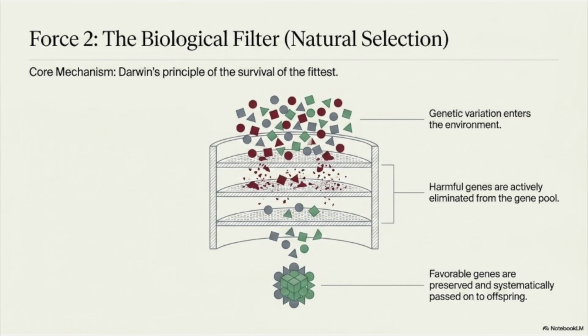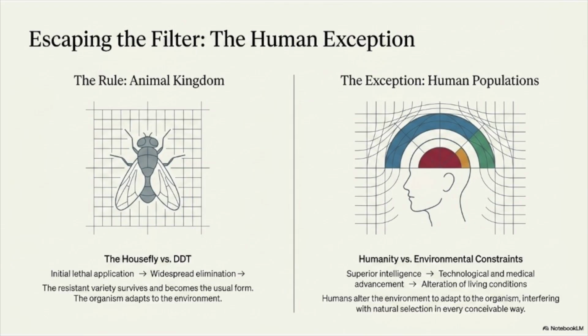The second force is the biological filter known as natural selection. Its core mechanism is Darwin's principle of survival of the fittest. Genetic variation enters the environment. Harmful genes are actively eliminated from the gene pool, and favorable genes are preserved and systematically passed on to offspring. However, there is an important exception to this filter, and that exception is humanity.